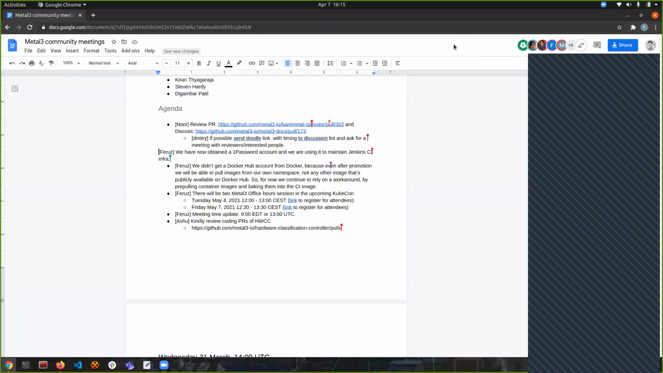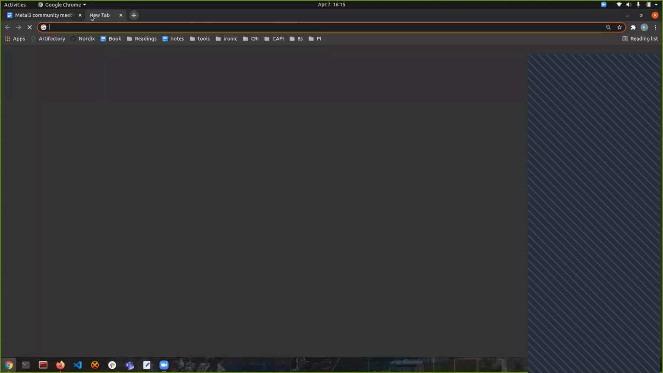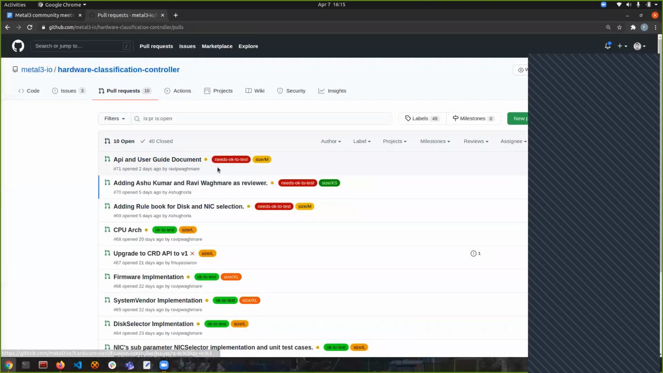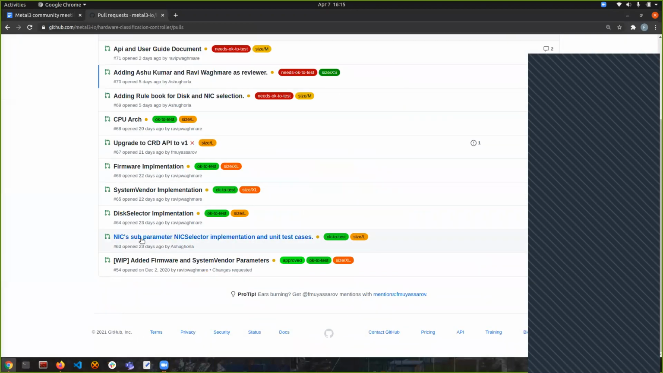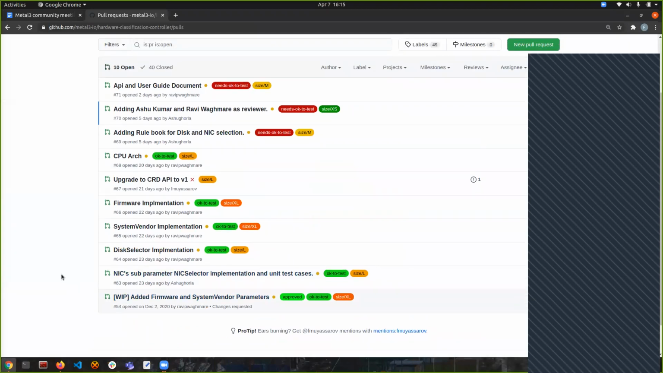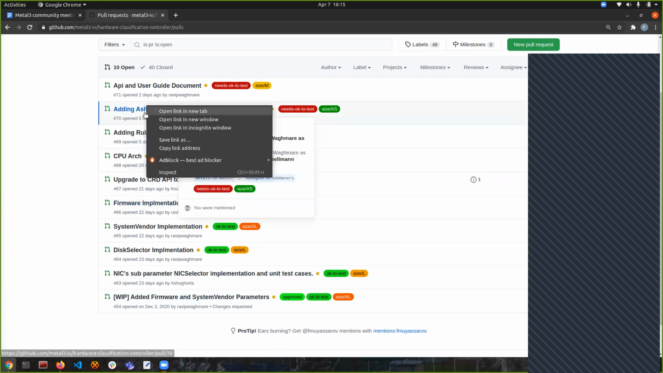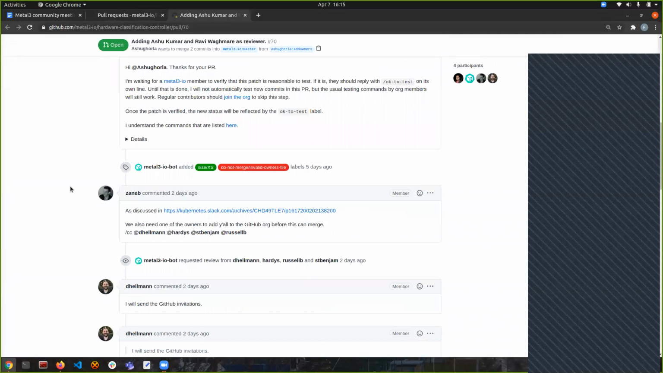Ashu, please. Yeah. So actually, we have uploaded the whole code of 2 proposals over there. So there are around 10 PRs. Coding PRs are around 6 or 7, and the last one people can ignore. It is work in progress. And the second one, the 70, which is adding Ashukumar Ravi Wagmar as a reviewer, that is almost done. We just need SGTM. It is approved by Zane.